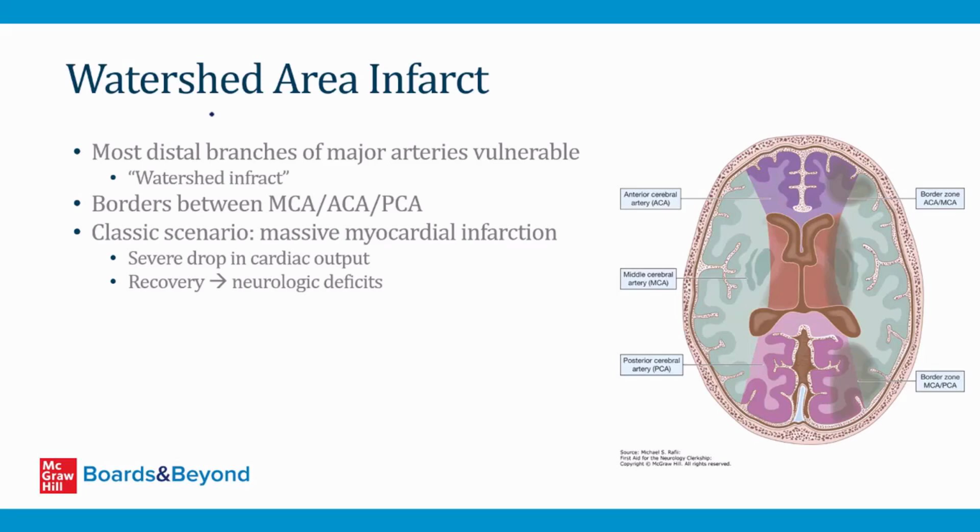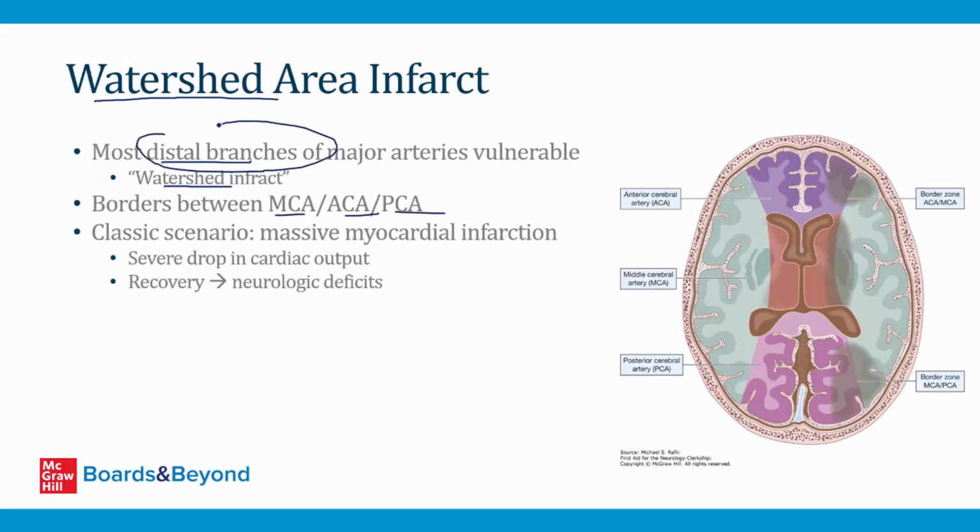So all those anatomic regions on the last slide are highly vulnerable to ischemia, but another section of the cerebral cortex that's highly vulnerable to ischemia is the so-called watershed area. So let's talk about that now. So the watershed area refers to the most distal branches of the major arteries. These are the regions that are furthest from the aorta, and so they are the first to lose their blood supply when there's a decrease in blood flow. And when patients have damage to these regions of the cortex, we call it a watershed infarct.